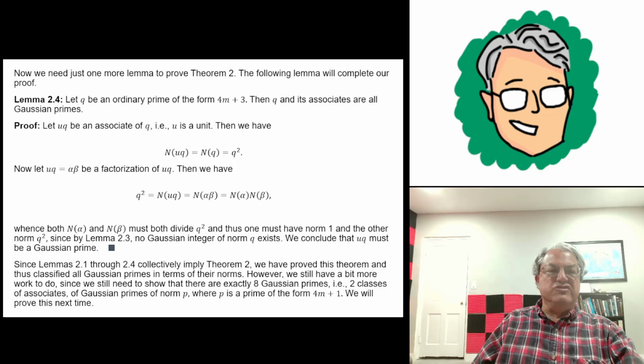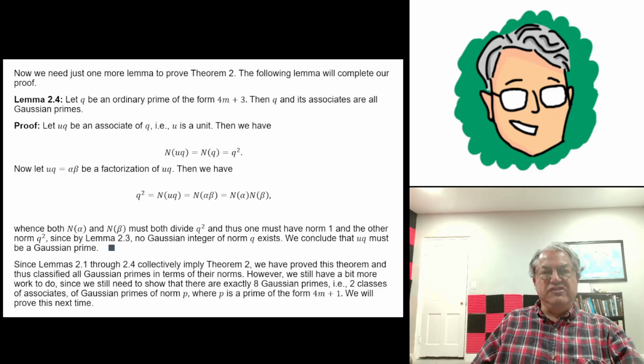Because remember, there's four units, so we can take either of these two Gaussian primes we're starting with. One of them is a plus bi, the other is a minus bi, and then we get things like b minus ai, minus a minus bi, and minus b plus ai. So those are going to be all the 4 associates of a plus bi. Similarly, we can find all the associates of a minus bi. And it turns out those are the only ones. I haven't proved this yet. We'll prove this next time, and that'll really complete our classification of Gaussian primes.